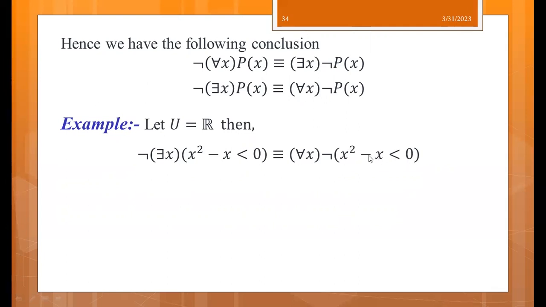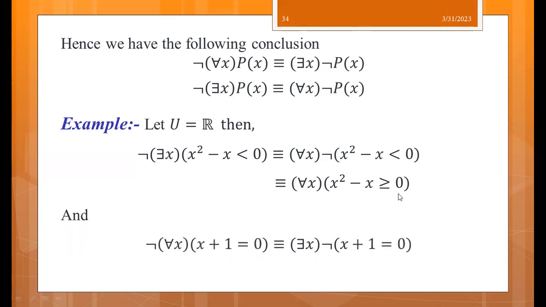But what is the negation of x squared minus x less than 0? Its negation would be, for every x, x squared minus x, here it was less than, it should be greater than or equal to 0. Therefore, these two, that is the negation of this statement and this one, are equivalent to each other. That means they must have the same truth value.